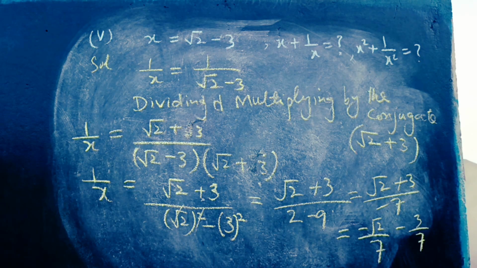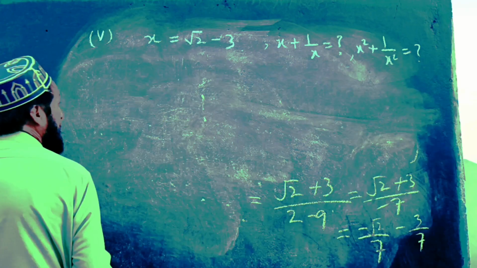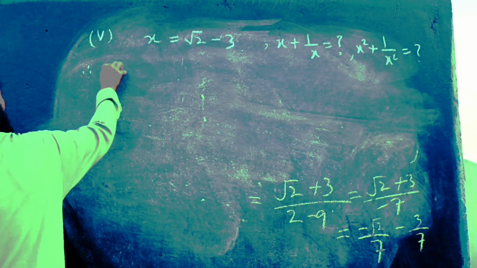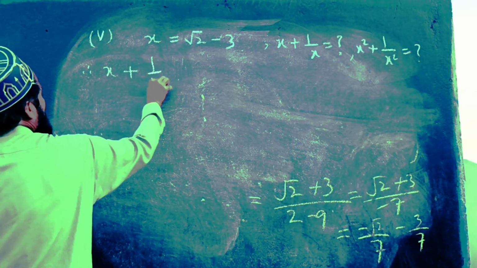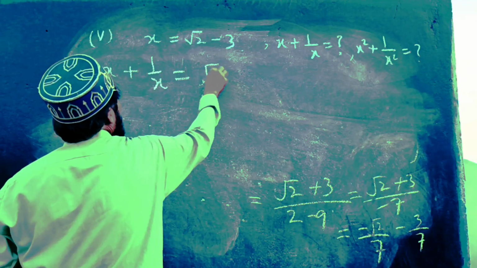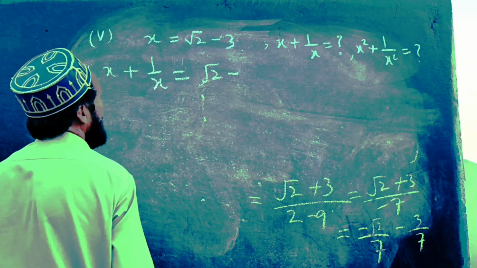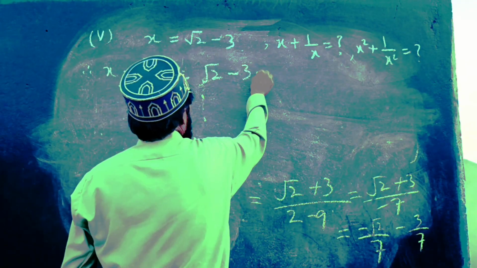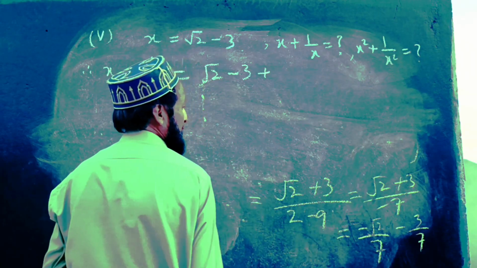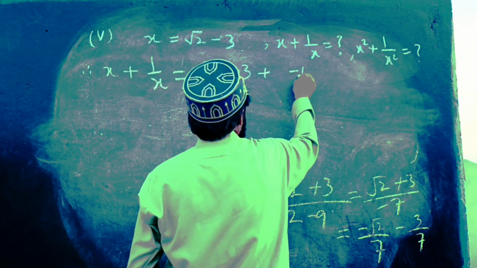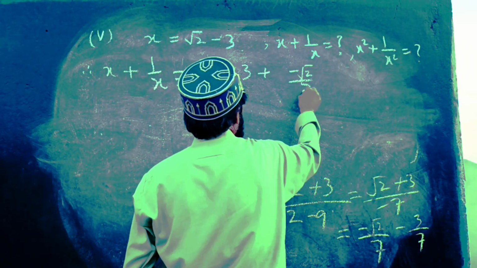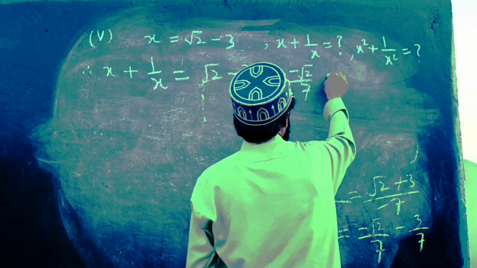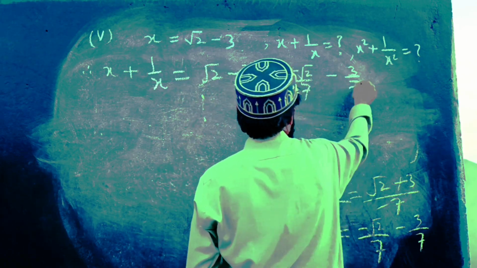So this is the reciprocal, for x plus 1 over x. If we find it, x is given as square root of 2 minus 3, and plus the result, minus square root of 2 divided by 7, and similarly here minus 3 by 7.